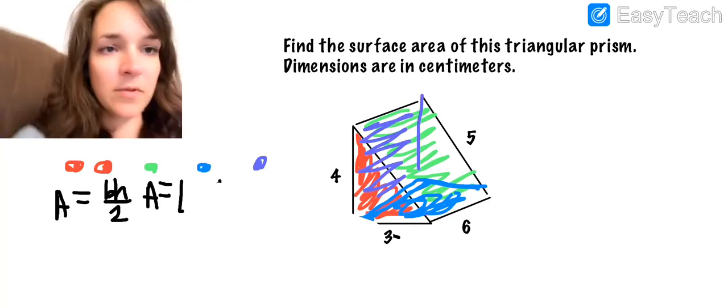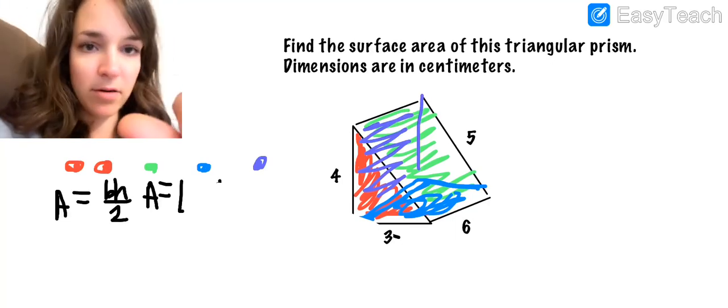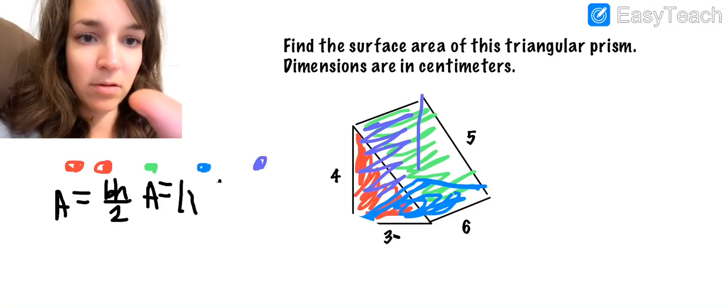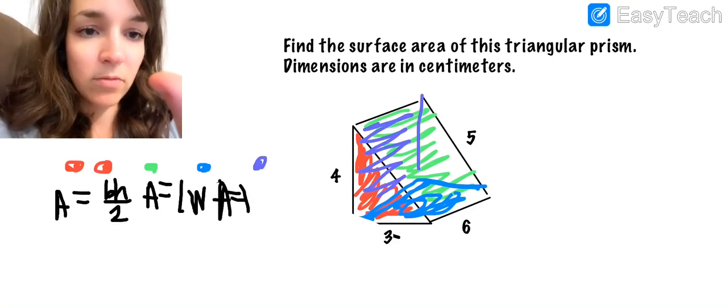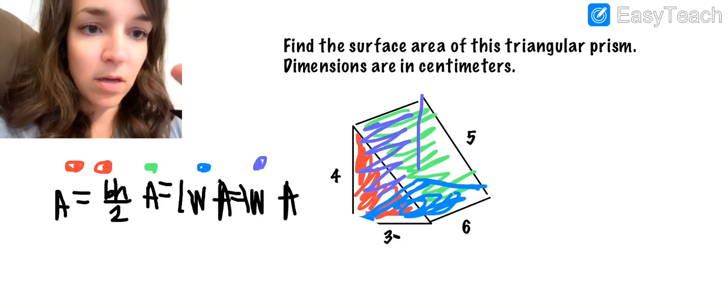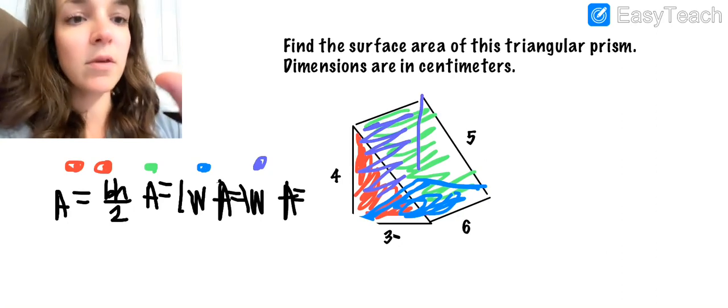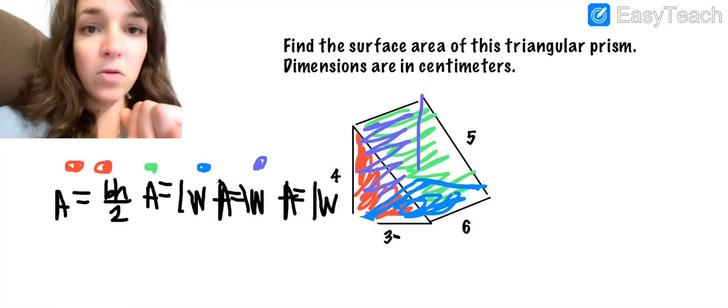Well, having a hard time here. Length times width. There we go. Area equals length times width, area equals length times width. Okay, so now let's look at the triangle.